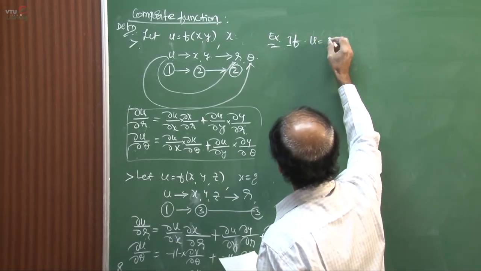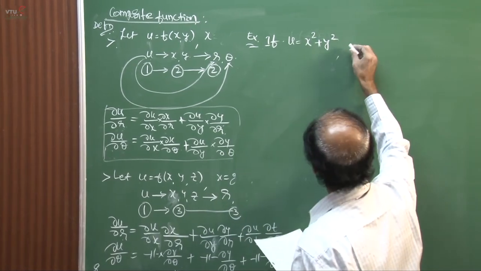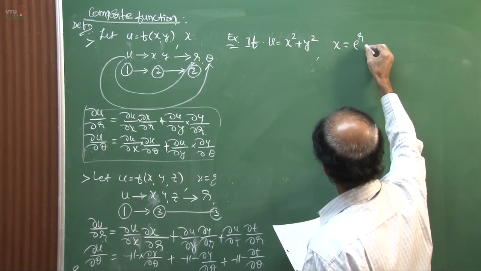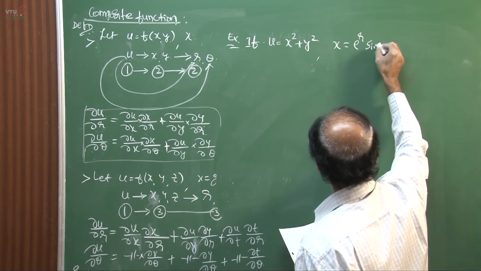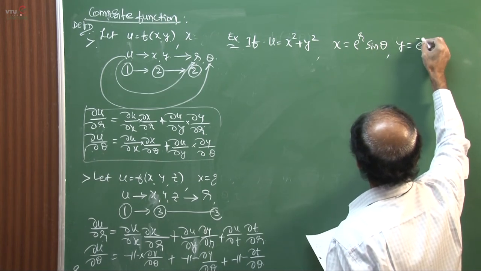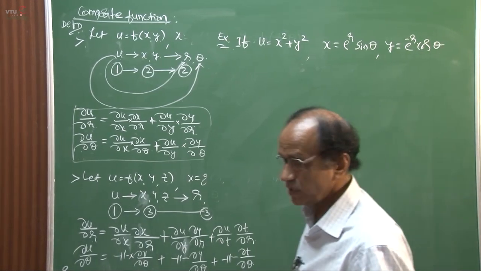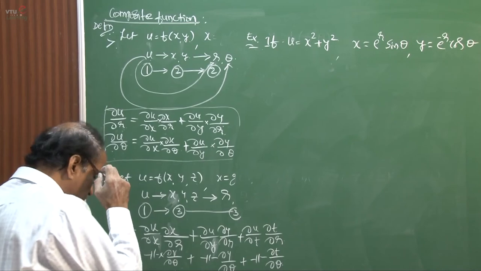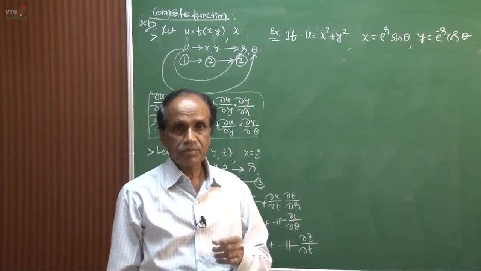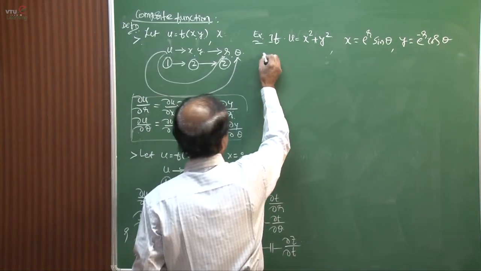If u is equal to x square plus y square, here x is equal to e to the power r sine theta, and y is equal to e to the power minus r cos theta. So this is one such problem where we understand the composite function with one variable connected to two, and then connected to two. How this behaves, let us verify.